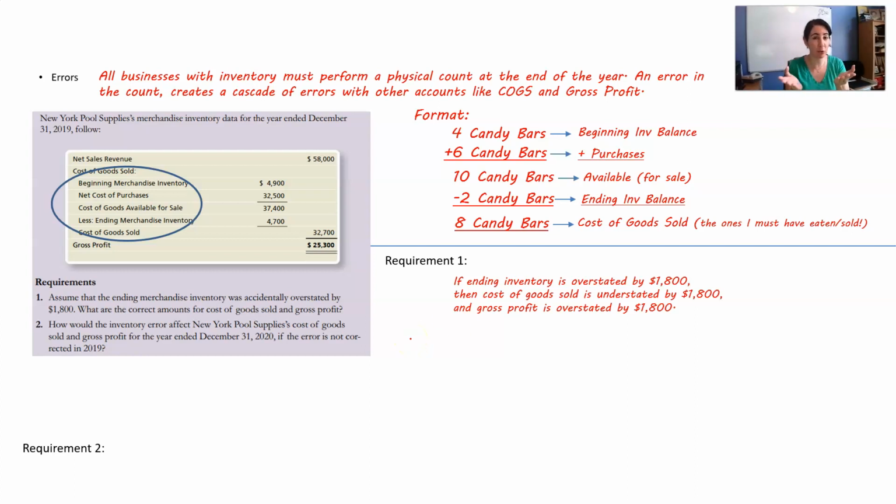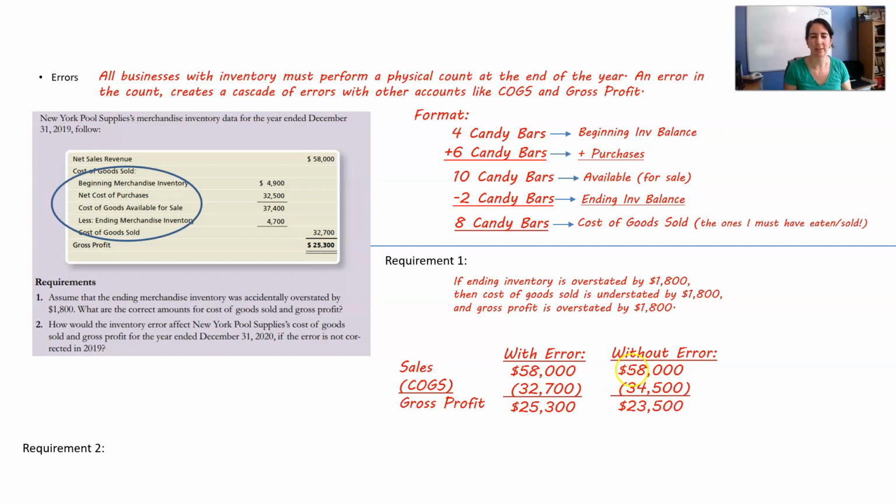And feel free to use your hands when you're trying to figure these things out. All right, so with the error, it was $58,000 minus $32,700 of cost of goods sold. If you were to correct it, it'd be $58,000 and the cost of goods sold, instead, you'd adjust it by the $1,800. It's $1,800.